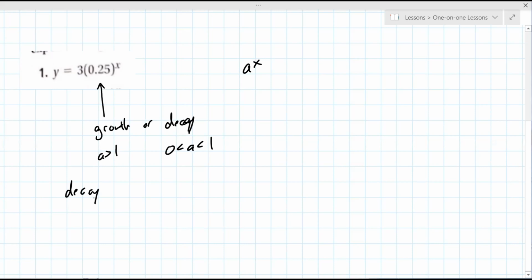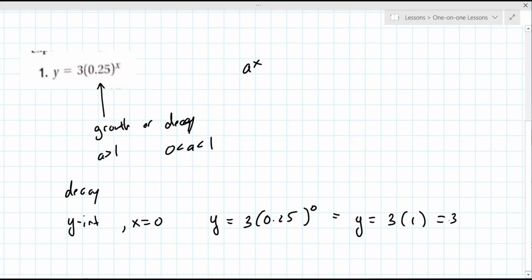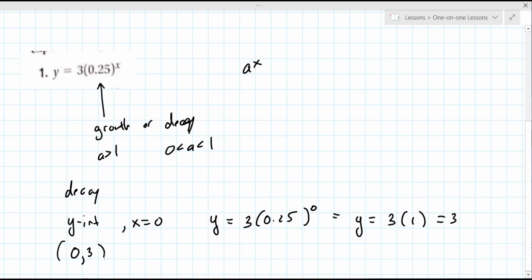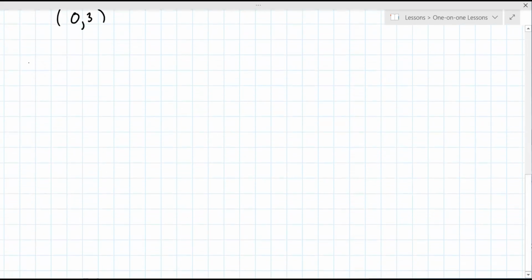And then to find the y-intercept, you set x equal to 0, and in this case you get y equals 3 times 0.25 to the power of 0, which is y equals 3 times 1, which is 3. So your y-intercept is (0, 3). I'll try to organize that better on the next couple here. Okay, I want to do 3 next. We'll come back to 2.